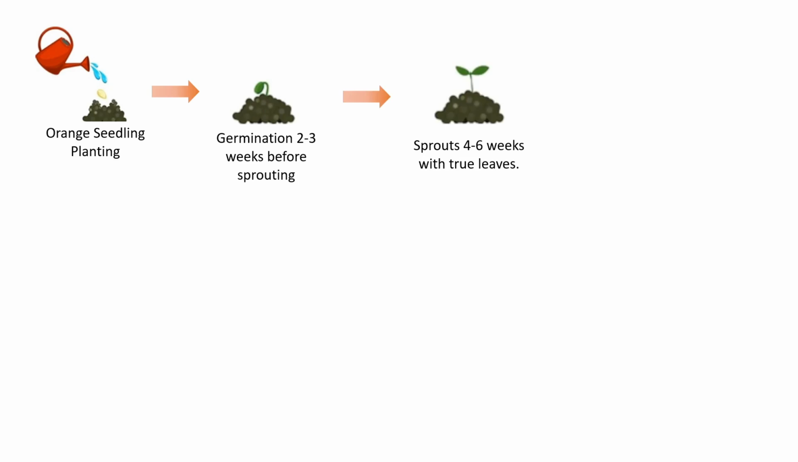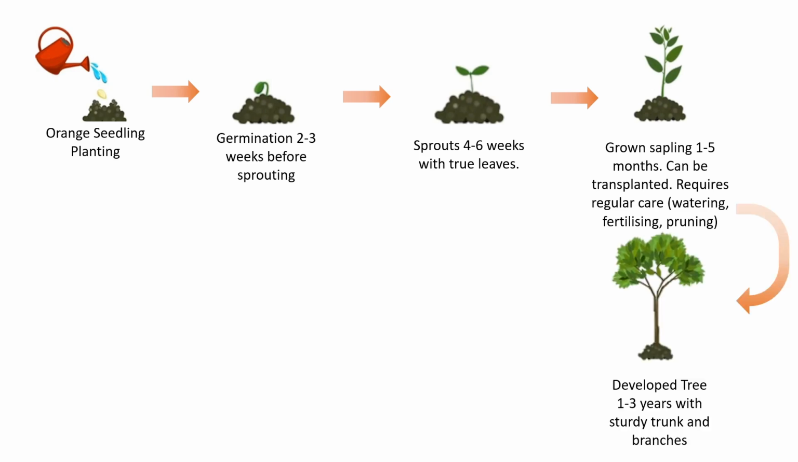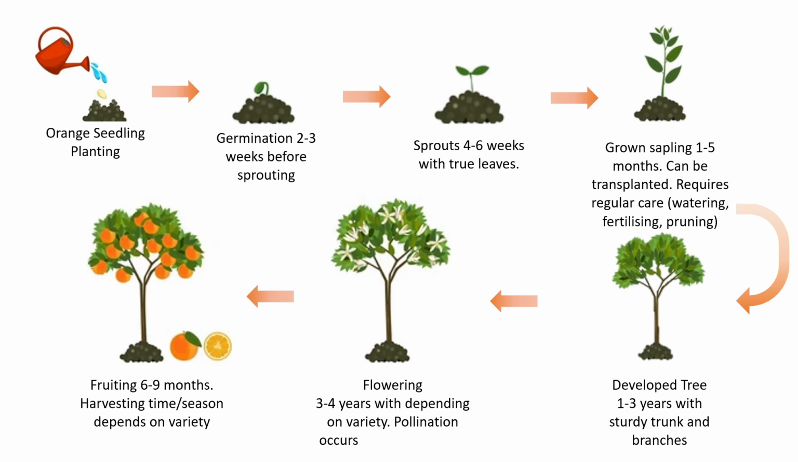The germination of the seedlings, on the other hand, takes about 2 to 3 weeks before sprouting, 4 to 6 weeks before the leaves start emerging, and 1 to 5 months to grow into a sapling which can be transplanted. This process requires regular care such as watering, proper fertilizers, and pruning until it develops into a proper tree with a sturdy trunk and branches after 1 to 3 years. The flowering in new orange trees depends on the variety and may start between year 3 or 4. It takes about 6 to 9 months for the orange fruits to mature before they are harvested.